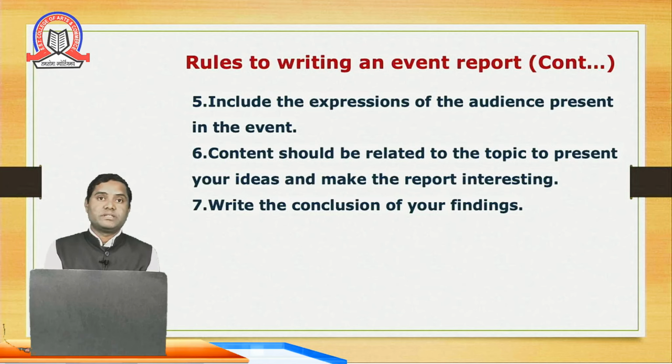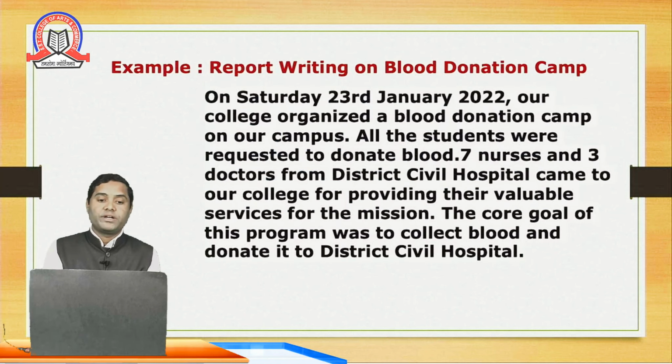And the next one, write the conclusion of your findings, what you find out, it should be mentioned in your report. So these are certain rules which you have to follow when you are writing the report. Now let's look at one example of an activity report. The example given here is report writing on a blood donation camp. Suppose one blood donation camp is organized in your college and you are writing the report.